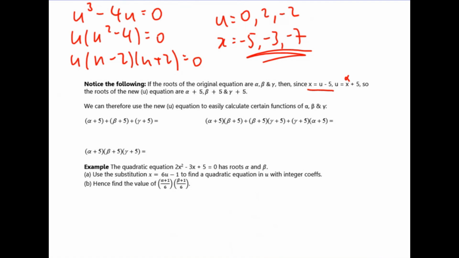Now this first one, alpha plus 5, beta plus 5, gamma plus 5, is the sum of the roots of the new equation. So that's equal to minus b over a for the new equation. Well, b is 0 because there's no x squared term, so that was just 0. This one is equal to c over a, so the sum of the product pairs for the new equation. And c is minus 5, and a is 12. And this one here, the product of the roots of the new equation, is equal to minus d over a, but again, d is 0, so you just get 0 for this.